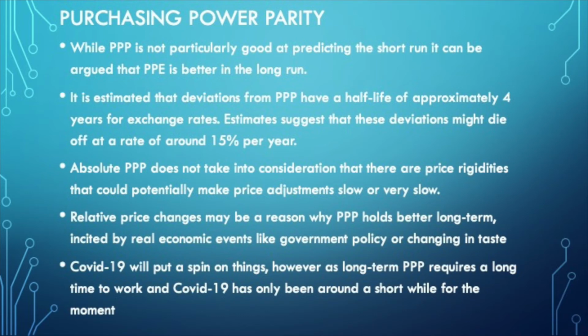long term. It is estimated that deviations from PPP have a half-life of approximately 4 years for exchange rates. Estimates suggest that these deviations might die off at around 15% per year. It does not, however, take into consideration that there are price rigidities that could potentially make price adjustments very slow. PPP holds better in the long term, incited by real economic events such as government policy or changes in taste.